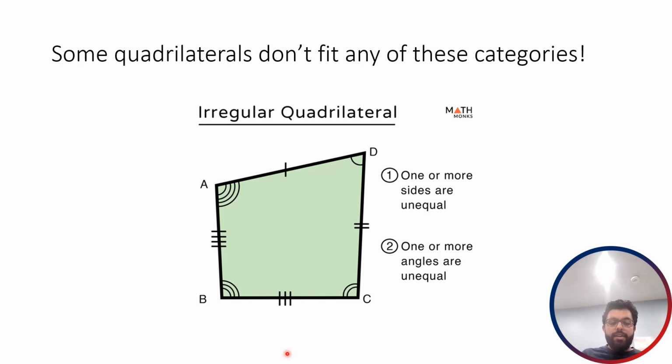And you can see in this diagram that they've done a really good job of marking that. So we've got 1 tick mark up here, 2 tick marks here, 3 down here, and 4 over there. So that's saying that's 4 sides of completely different lengths, even if they don't look like it. And then for the angles, we've got 1 arc here, 2 arcs here, 3 arcs here, and 4 arcs there. So that's saying that all 4 angles are different as well. And that's saying that this is an irregular quadrilateral.